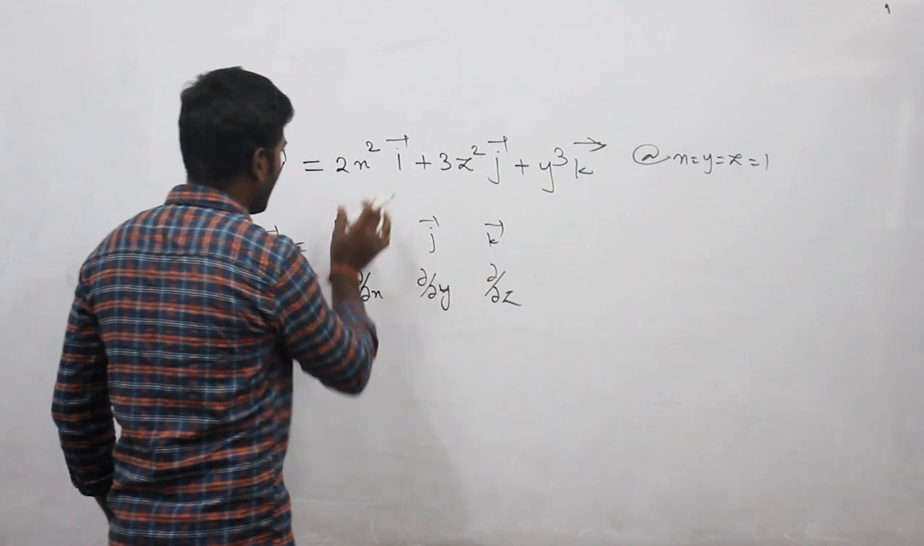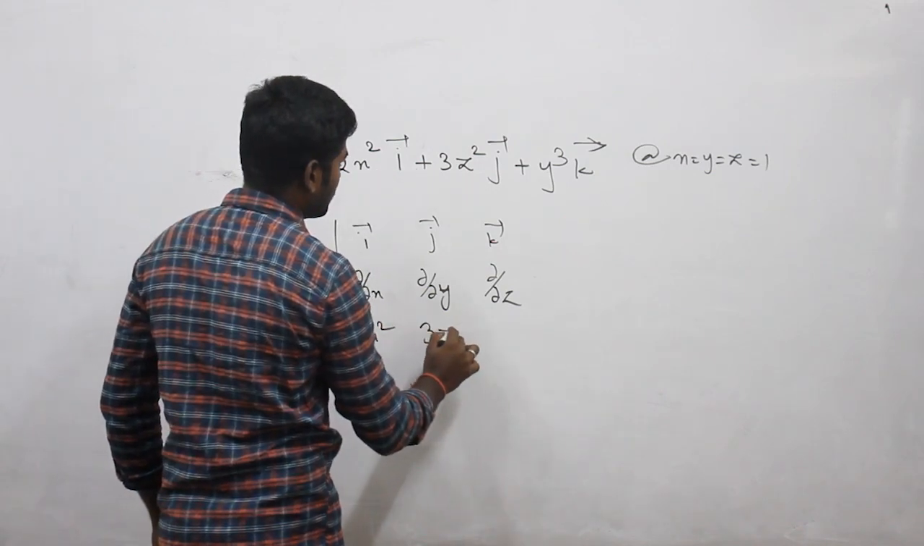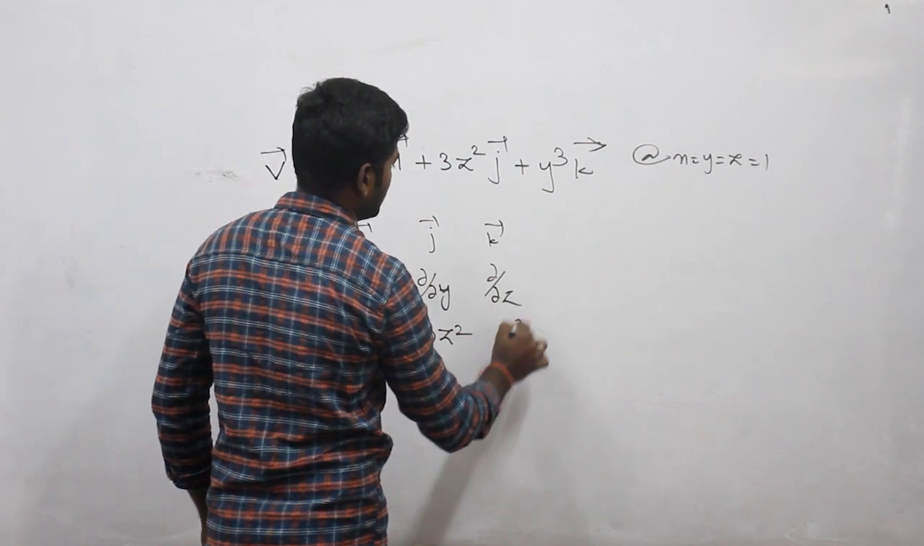So now the coefficients: i coefficient 2x square, 3z square, y cube.